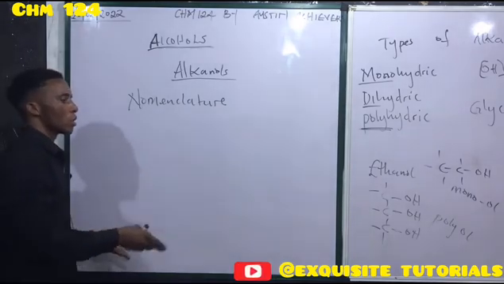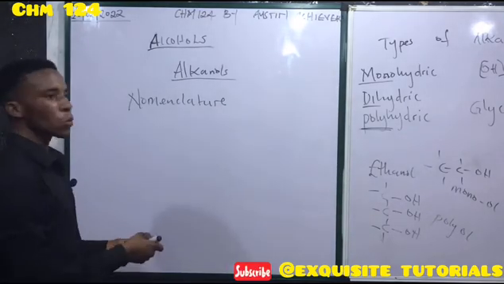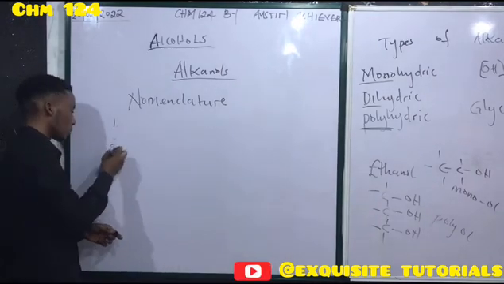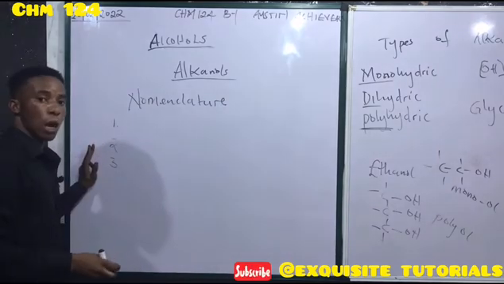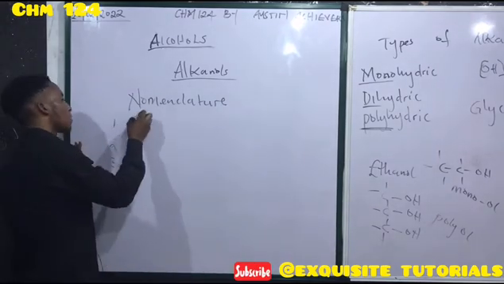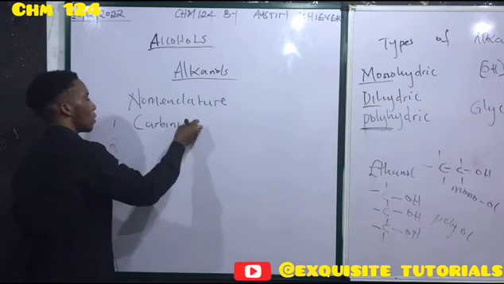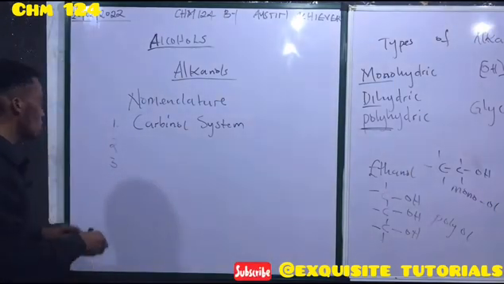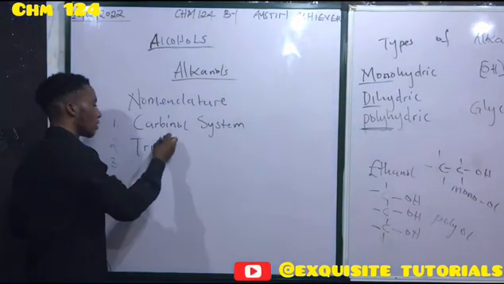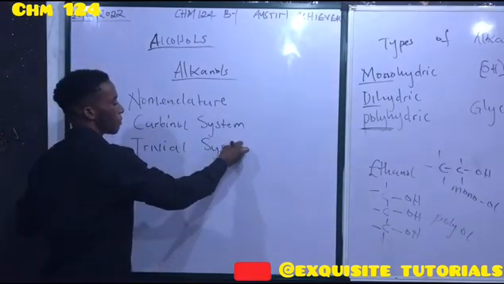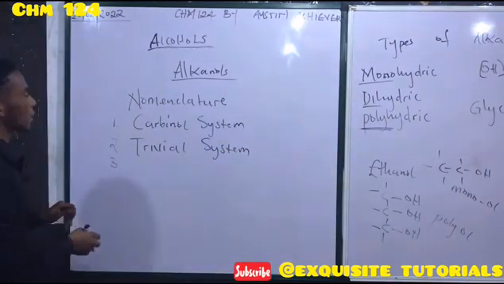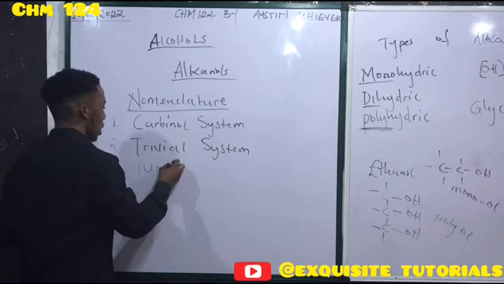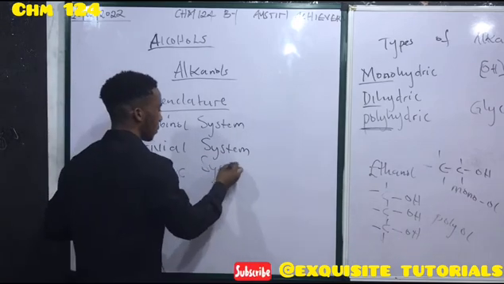We already started the groundwork on them already. How do we name them? Now, there are three ways to name alkanols. One, we have the carbinol system. Two, we have the trivial system. Then number three, we have the IUPAC system.